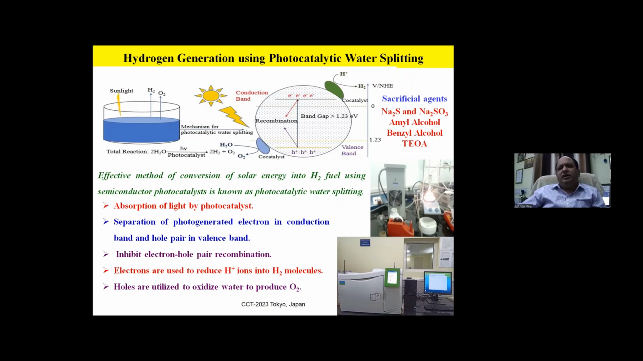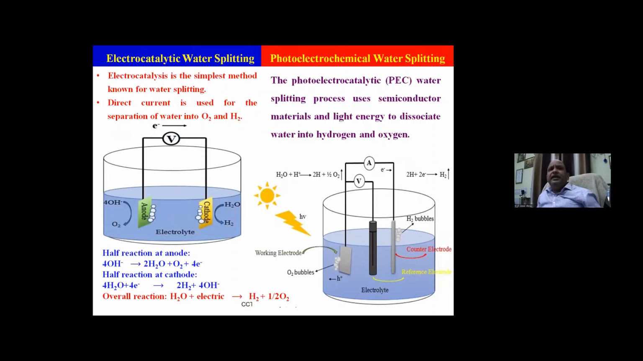So we generally use sodium sulfite as a sacrificial agent. Some researchers have used amyl alcohol, benzyl alcohol, or triethanolamine. So several combinations are there for the sacrificial agent, and we have also tried many sacrificial agents for our photochemical reactions. Then another methodology is electrochemical water splitting.